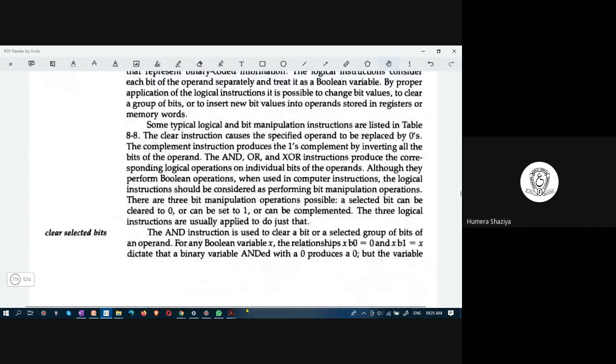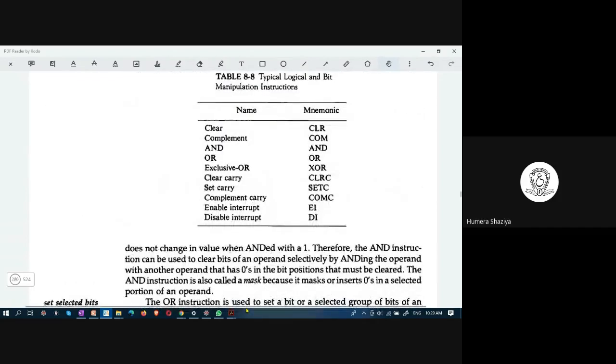Logical and bit manipulation instructions are given in this table, which are clear, CLR, complement, COM, and AND, or OR, exclusive OR, XOR, clear carry, CLRC, set carry, SETC, complement carry, COMC, enable interrupt, EI, disable interrupt, DI. All we learned with different mnemonics in earlier chapters. If you have any doubt, you can ask.